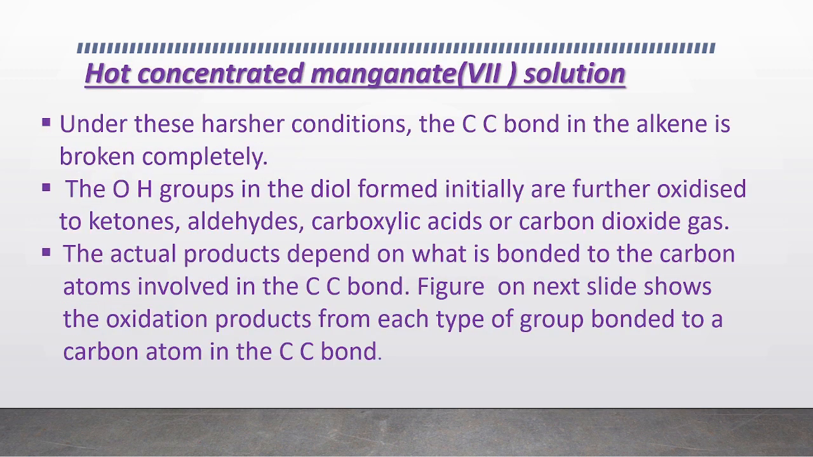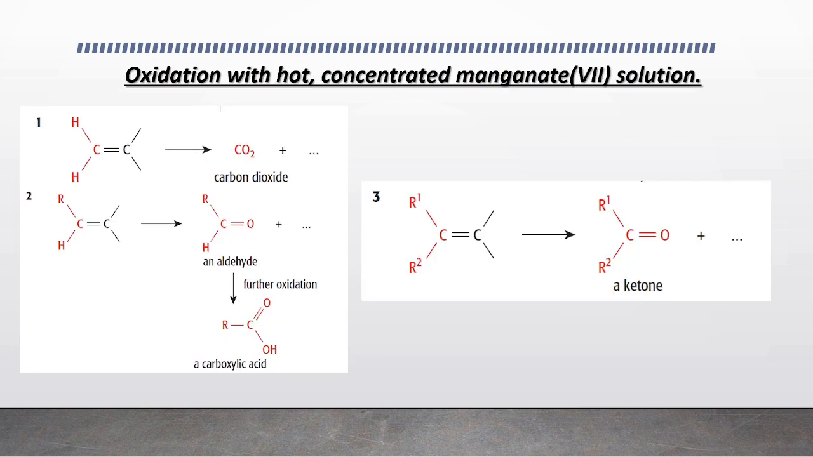Then if we are using hot concentrated manganate solution, what will happen? Basically, when we put this solution into any alkene, there would be three conditions. Condition number one, if two hydrogens are attached to the carbon atom, then there is a formation of carbon dioxide. If one R group is attached to the carbon atom, then there is a formation of aldehyde, which on further oxidation converts into carboxylic acid. In the third condition, if a carbon is attached to two carbon atoms, two methyl groups, then a ketone is formed.